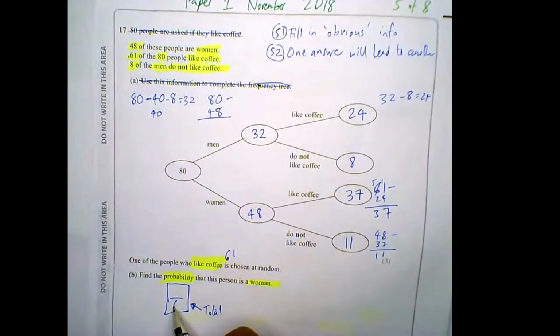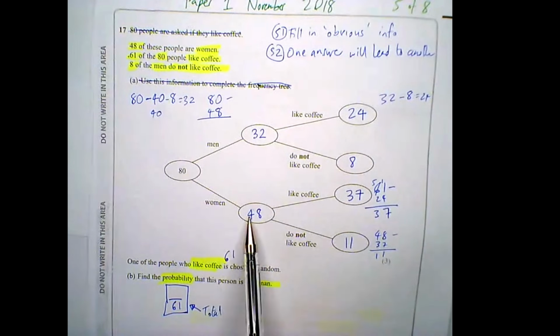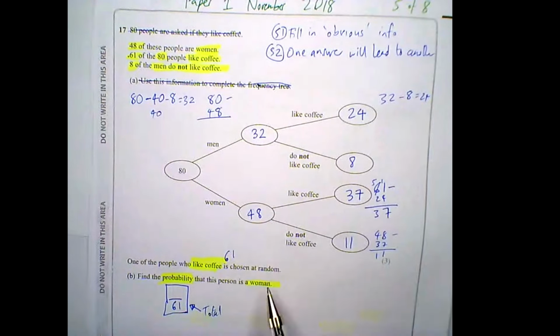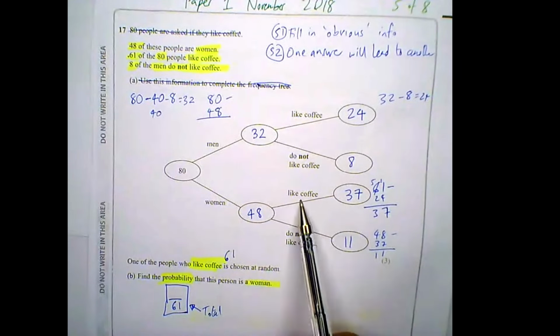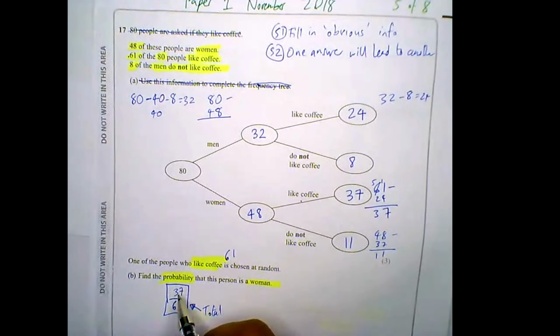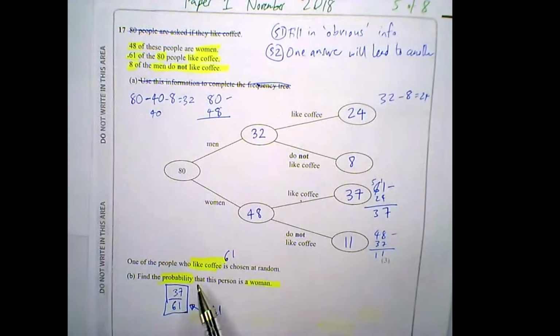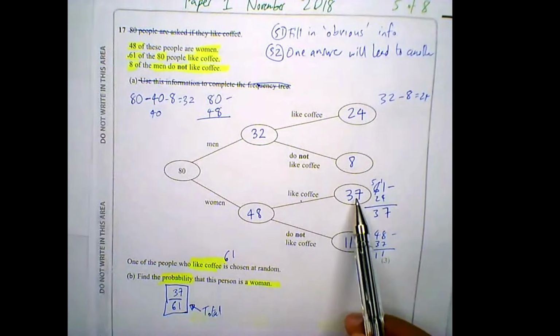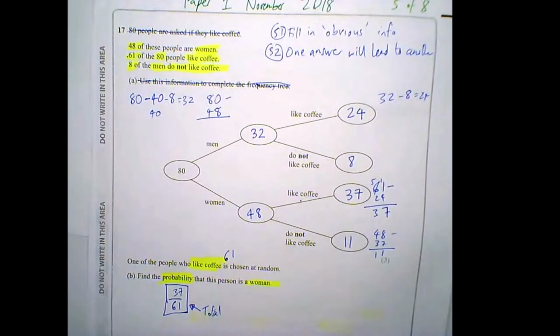So this is 61. And the probability that this is a woman is 48. And who like coffee is 37. So women like coffee is 37. So 37 goes here. So be careful. You could have just thought 48, put that there, but it's people who like coffee. So 37 people who like coffee. And that's our final answer, 37 over 61.